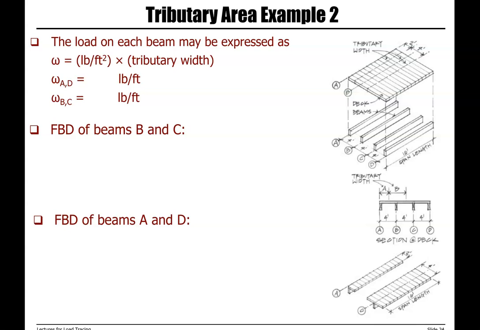So we just went over all of these. For A and D we had 120, and here we have 240, and then we did the free body diagram.